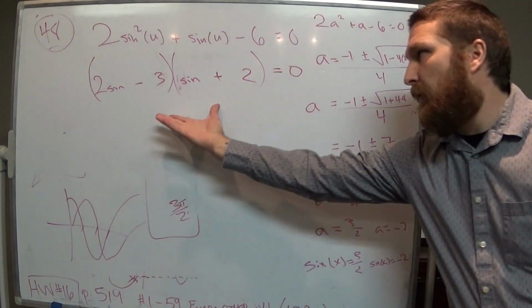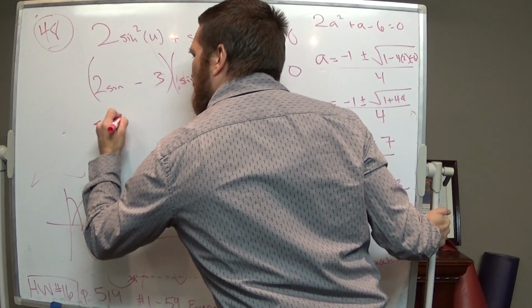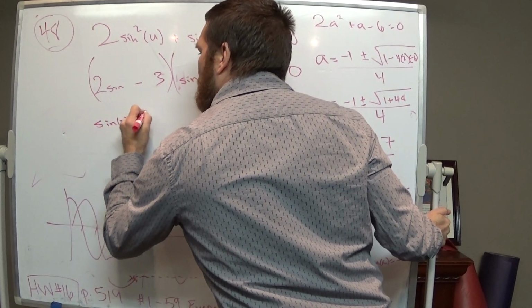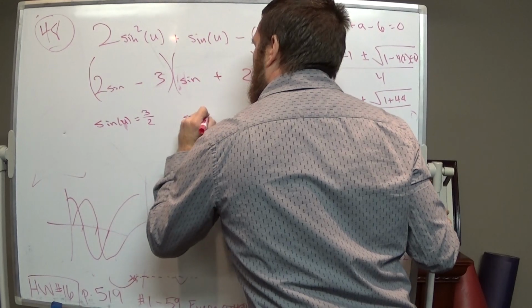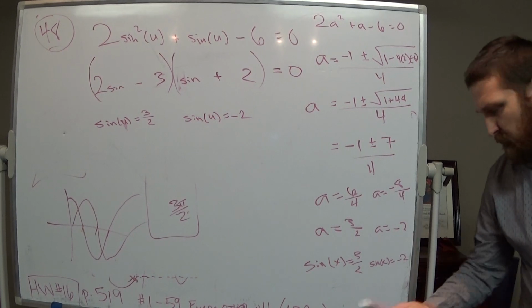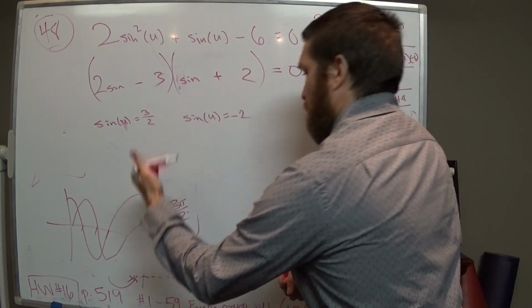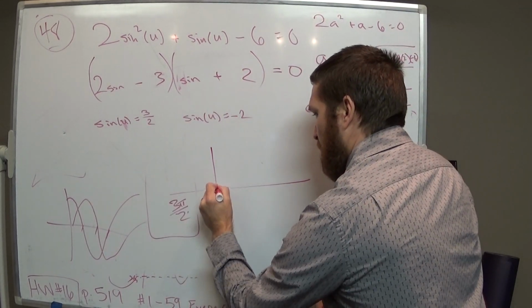Okay, I like this method better. But now wait a second, that means we're solving 2 equations. Sine, or I guess it's u, is 3 halves. Sine is negative 2. So you tell me, what's the solution? You guys aren't thinking.